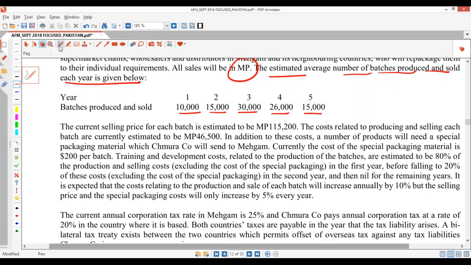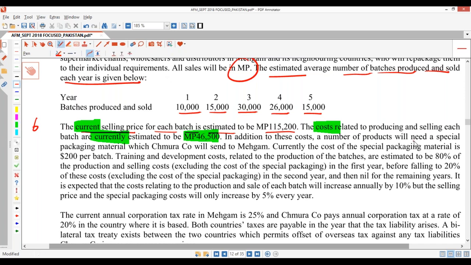The current selling price for each batch is estimated to be 115,200. Now, I just want to highlight to you, the examiner is sometimes very tricky. This is the current selling price. That means if you were to sell today, this is the price. You are not going to sell today, isn't it? Now, all these small things, you have to be careful. You don't put this in year 1. This is going to be in year 0. And the word currently means this is going to be your cost related to this currently.